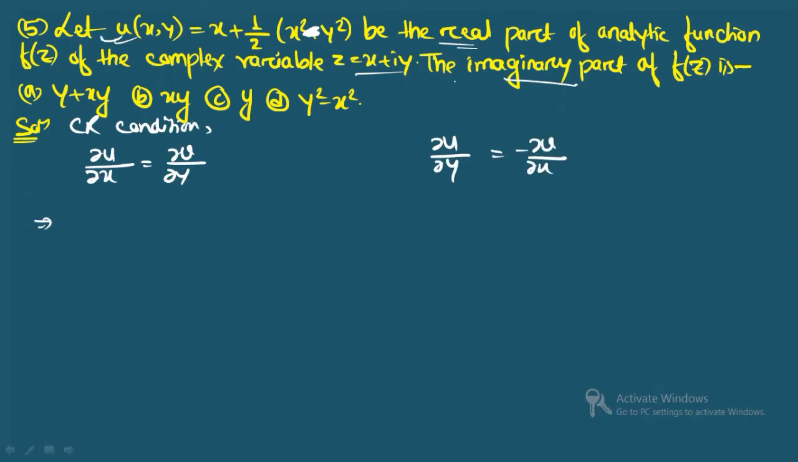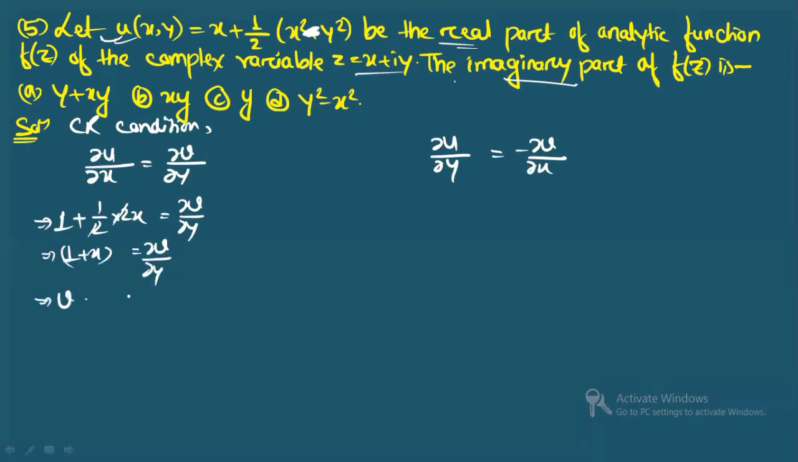So when you differentiate u with respect to x, you will get what? Del x of x is 1, plus half into, x square will give you 2x, equals del v by del y. So here the 2 gets cancelled. You will get 1 plus x equals del v by del y.